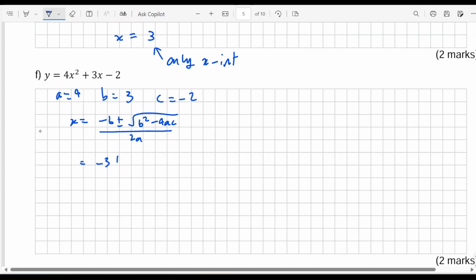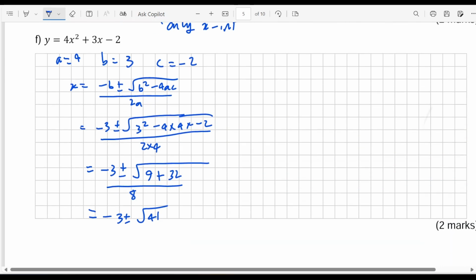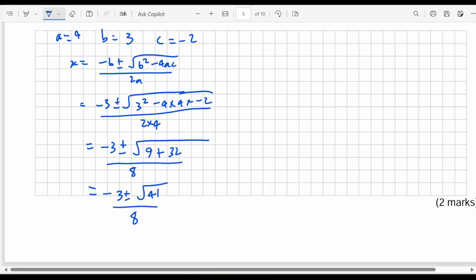That's going to give us minus 3 plus or minus square root of 3 squared, take 4 times 4 times minus 2, all over 2 times 4. Minus 3 plus or minus square root of 9, yeah, that'll be a plus, 32, all over 8. So that's going to give you minus 3 plus or minus square root of 41, all over 8, which hopefully, hey, that's what our calculator said, so that's good news. So there's our x values.